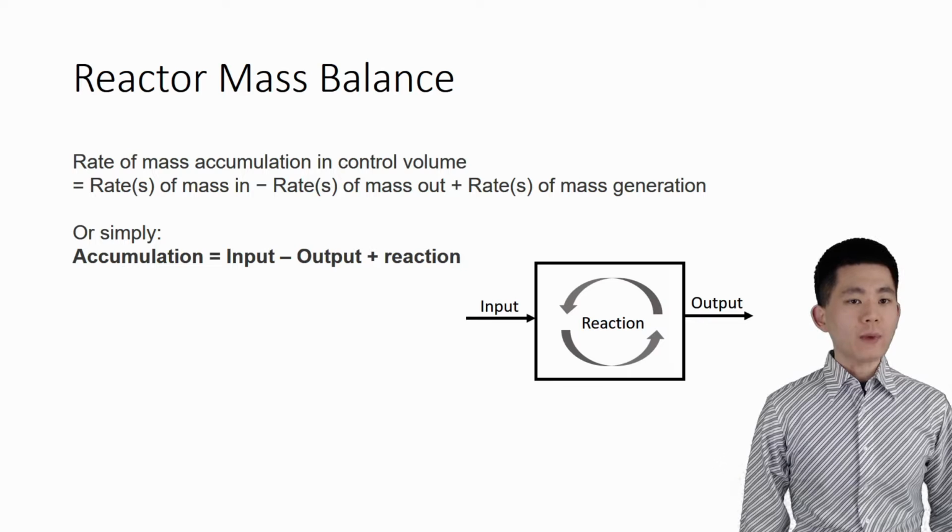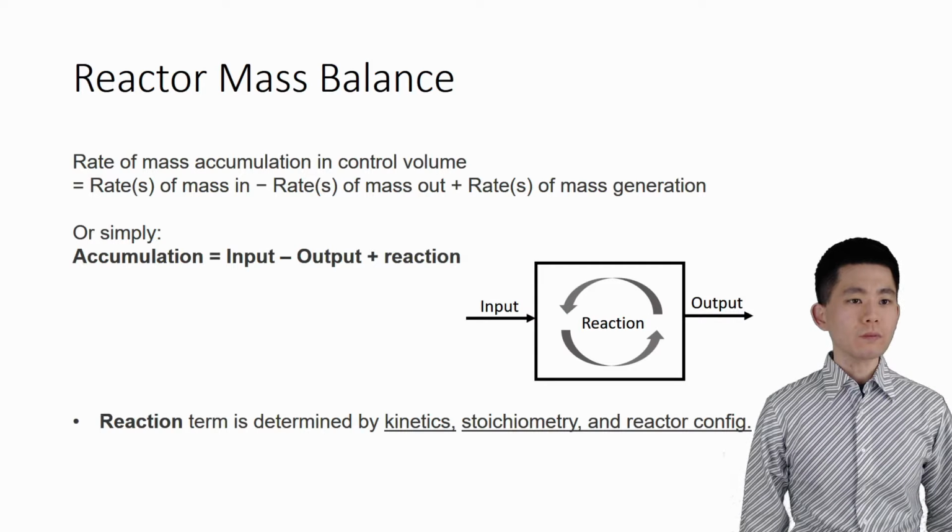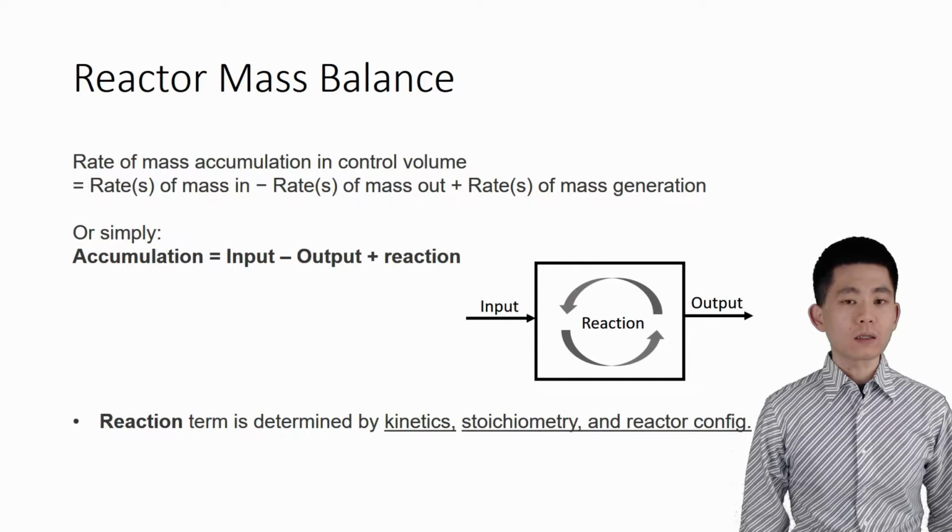The reactor mass balance for a certain compound or biomass can be written as the accumulation of said compound equals to the difference between the input and output plus the generation or minus the degradation through bioreactions. The reaction term, of course, is related to the kinetics and stoichiometry of that compound. Reactor configuration also plays an important role in influencing the reaction term.